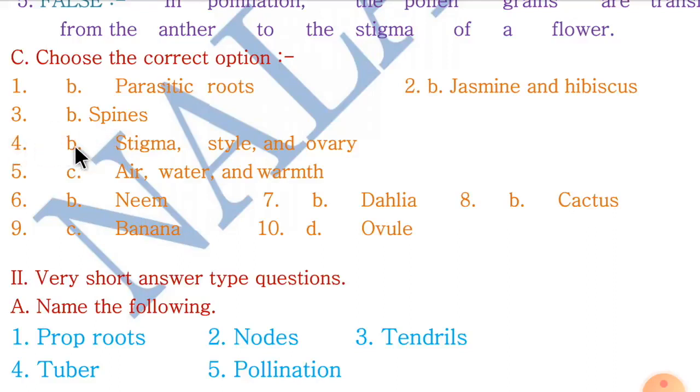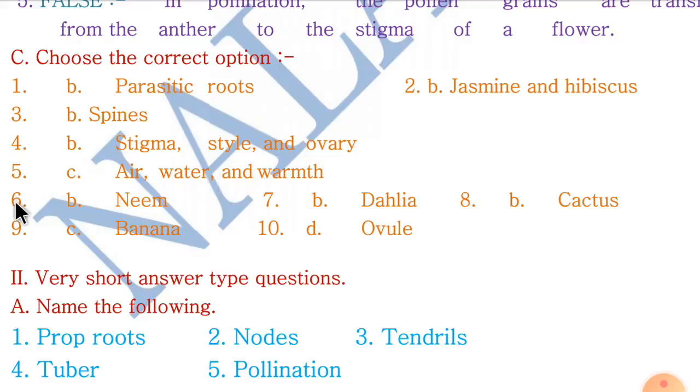Let's see the next. Fourth one is which of these forms a carpel? The correct answer is B, stigma, style, and ovary. Let's see the fifth one. Which of these would a seed need to become a baby plant? The correct option is C, air, water, and warmth.